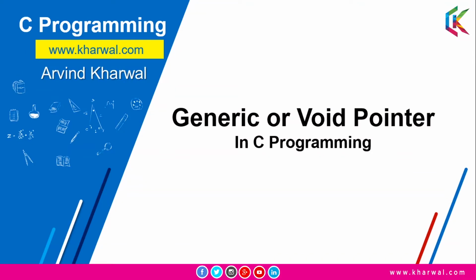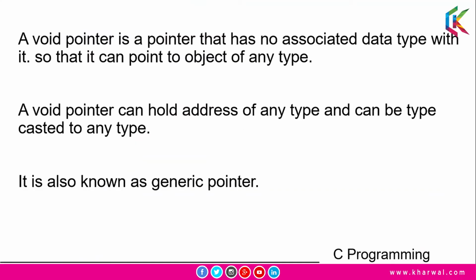In this session, we are going to discuss generic or void pointer in C programming. So let's get started. Guys, a void pointer is a pointer that has no associated data type with it, so that it can point to object of any type. A void pointer can hold address of any type and can be typecasted to any type, and it is also known as generic pointer.